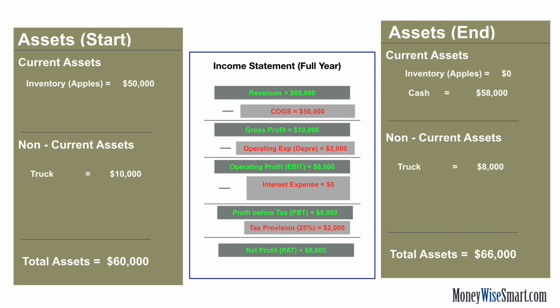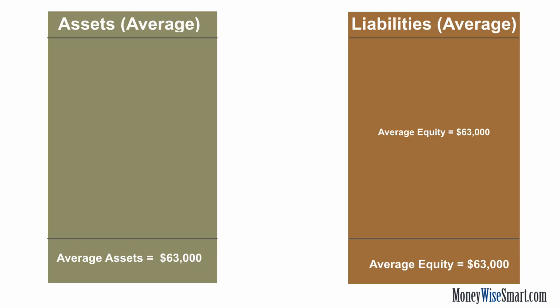So we have a total cash balance of $58,000 at the end, and the ending value of the truck is $8,000 because we had a depreciation of $2,000. So we are left with total assets of $66,000, which means during the year we worked with average assets of $63,000. The business does not have any debt, so the average equity is also $63,000. I'm ignoring the operating liabilities to keep things simple.